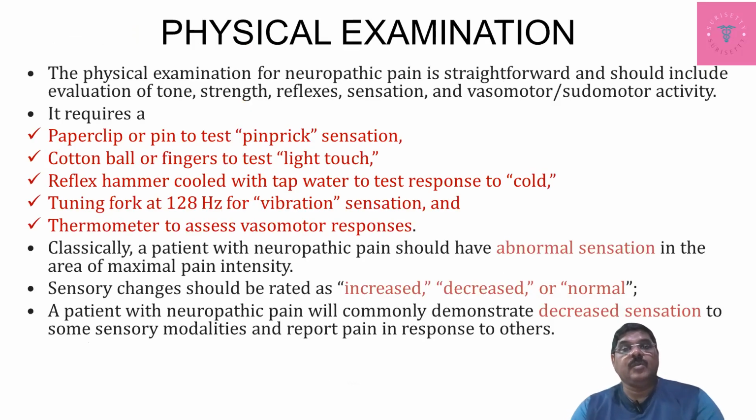The physical examination of neuropathic pain is straightforward and should include the evaluation of tone, strength, reflexes, and sensation, along with the vasomotor or pseudomotor signs. This shows whether the autonomic system is involved or not. It requires a simple paper clip or pin to test for pinprick sensation, and a cotton ball or finger to test light touch sensation. A reflex hammer cooled with tap water tests cold, a 128 Hz tuning fork tests vibration, and a thermometer tests the vasomotor response. All the examinations will conclude whether the sensation is normal, increased, or abnormal.